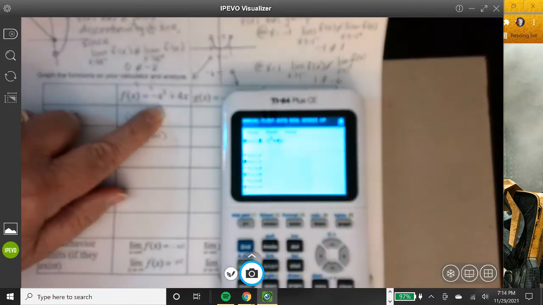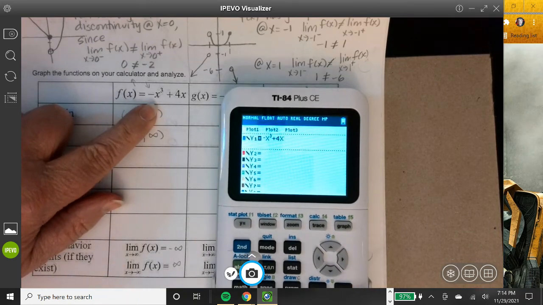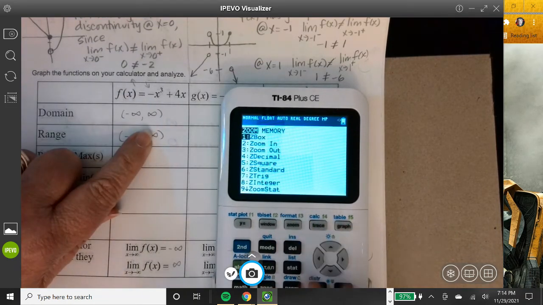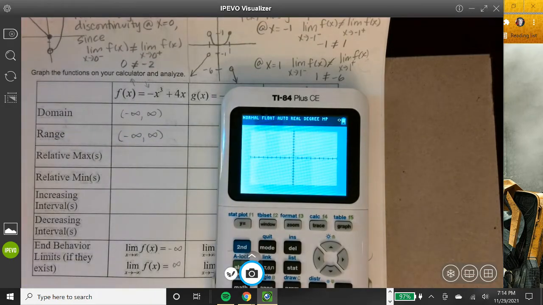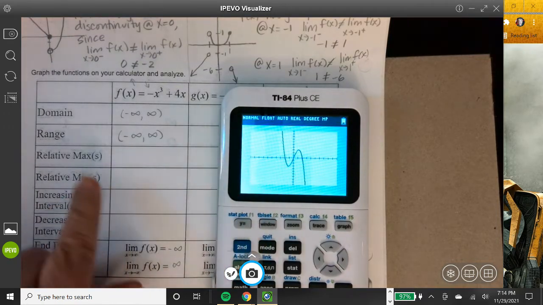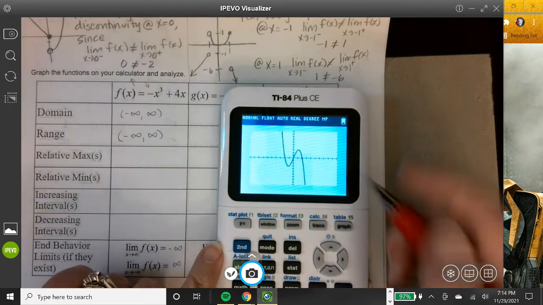And let's see if I can focus it a little bit better. Okay, and then I'm going to do a zoom 6, that's the standard viewing window, and see if I can see any of the maxes or mins. Well, look at that. I can see the maxes. So the max is over here. So how do I get to a max? I want to know the point there.